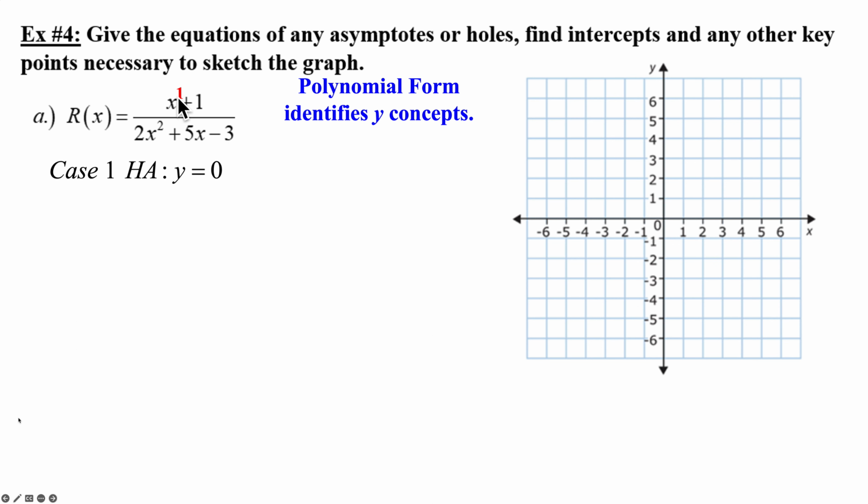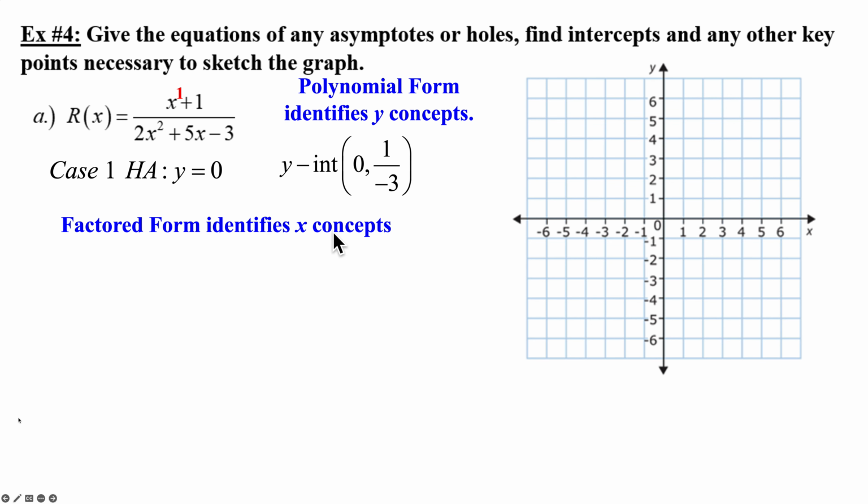Then look at the constants, 1 over negative 3. There's my y-intercept. I have no idea what happened to my mouse there. Y's are done. Now you have to factor it. Well, the top's already factored. The bottom, we want to set that equal to 0, but we're going to factor it.